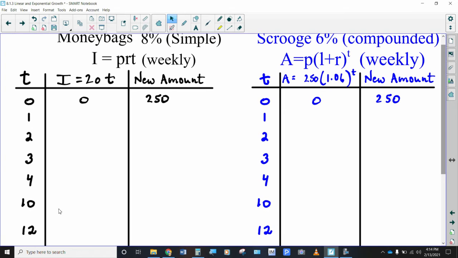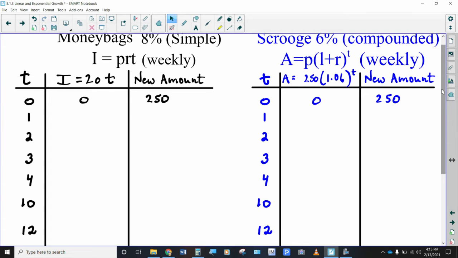Now, you'll notice I did not go all the way up to 12 weeks, week by week. It gets a little tedious after a while. So I did the first 4 weeks, then the 10th week, then the 12th week. You do the same thing. I think this will be easier. We'll get all the information we need for our graphing if we just find these dollar amounts.